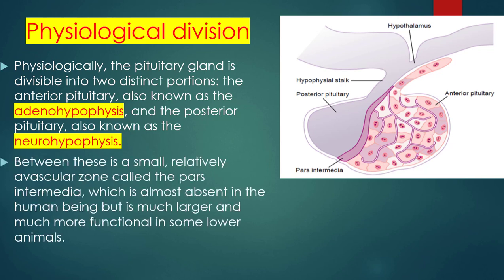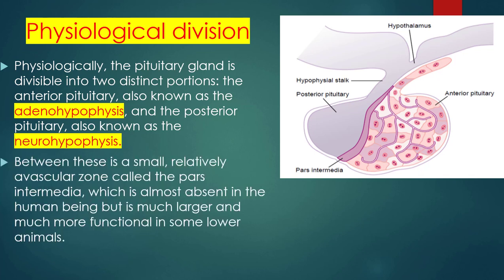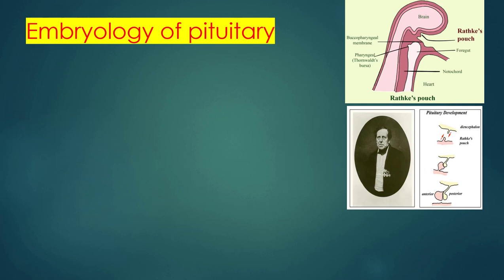The posterior portion originates from the hypothalamus and contains glial cells, so it is called the neurohypophysis. Between these is a small, relatively avascular zone called the pars intermedia, which is almost absent in human beings but is much larger and much more functional in some lower animals.